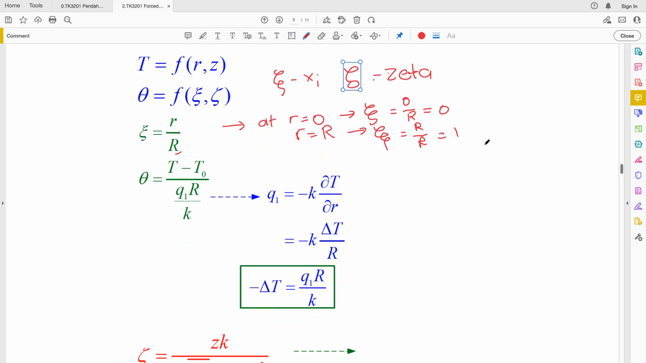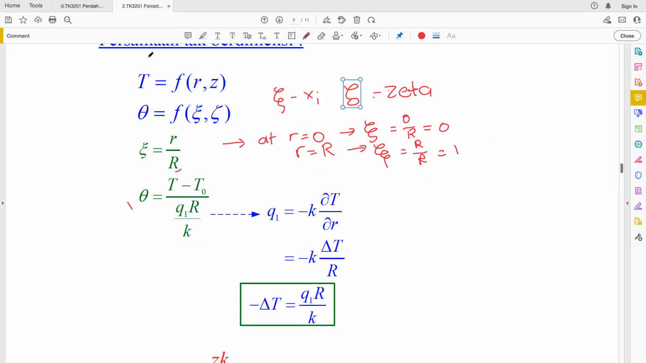The second one would be theta. We know that for the quantity of temperature, we usually use the temperature difference with the reference T0, and then it is divided by a quantity with the similar unit, the units must be the same. So this one with Q1 R over K. The unit of this is temperature, for example Kelvin, and this is also temperature, for example Kelvin. So that would be similar.